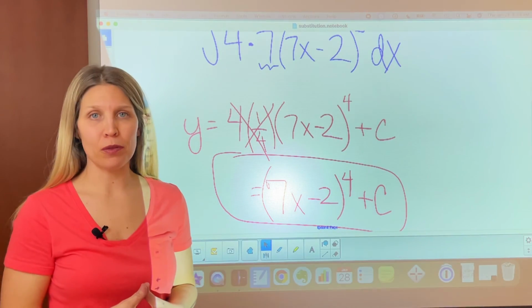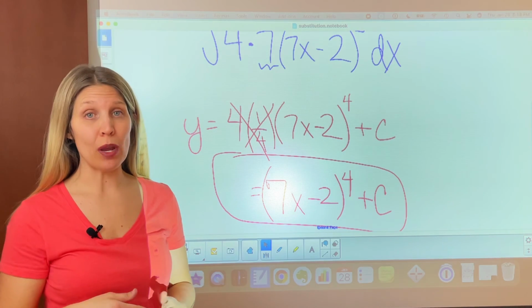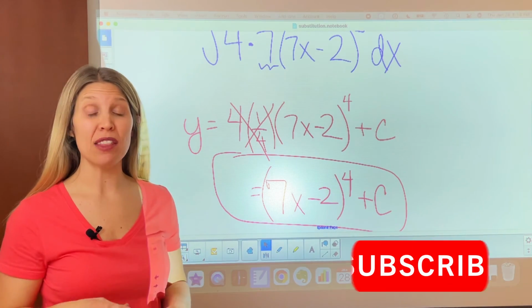Hopefully this method of substitution gave you another way to look at integral problems, and it made the process easier for you.